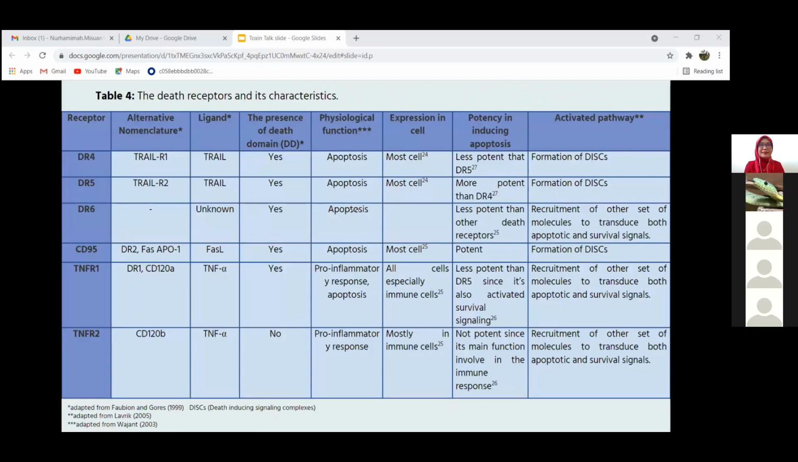So this table, table 4, listed the death receptors and their characteristics. From this table, the TNF-R2 does not possess a death domain or DD, which is important in transducing the apoptotic signaling pathway to the cell. Therefore, we exclude TNF-R2 from further investigation. We also exclude DR6 from further investigation as it was suggested by Gurchadi and Gores in 2009 that DR6 was the less potent death receptor compared to the other receptors, even though it has the presence of DD.